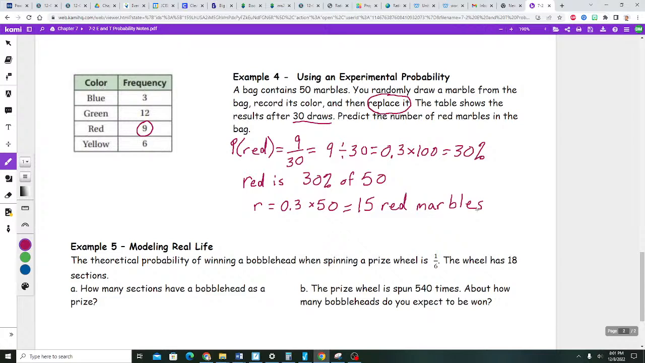Again, there is another way to do this. What you could have done instead is say 9 to 30 equals x to 50. And then you can cross multiply. When you do that, 9 times 50 is 450, and 30 times x is 30x. We divide both sides by 30, and so x is 15. So we get 15 red marbles that way too.